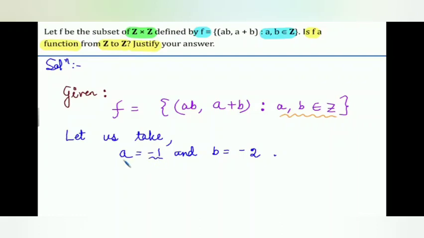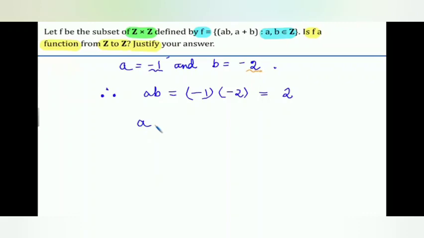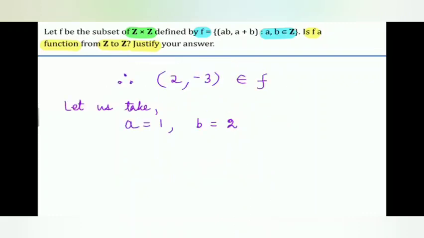Let us take a = -1 and b = -2. So a into b, -1 into -2, is equal to 2. And a plus b, -1 plus -2, is equal to -3. So your function relation becomes (2, -3) belongs to f.